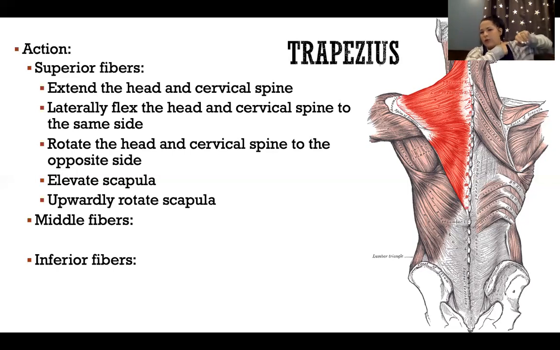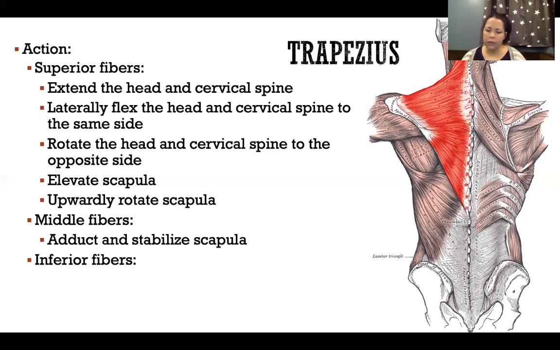That's upward rotation. So it'll pull up on the scapula in upward rotation. The middle fibers are the ones right in the center that are just going straight across. They're in this medial-lateral direction here. So their job is to adduct and stabilize the scapula. So they adduct along with the rhomboids.